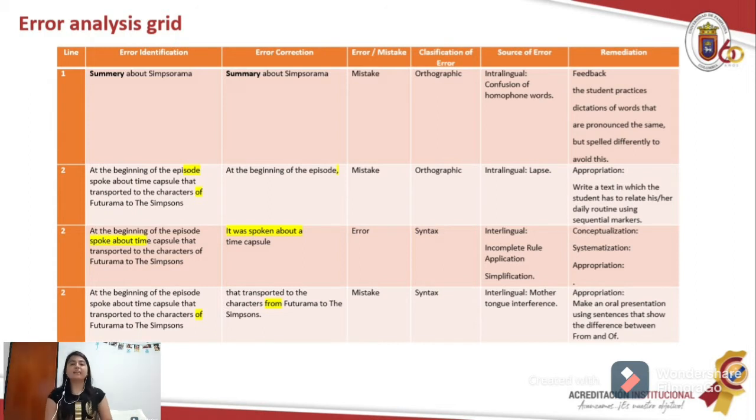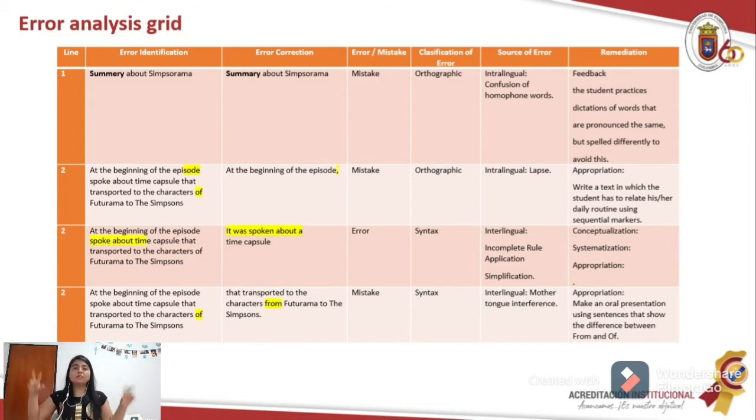In the second line, I found three errors. The first one was the lack of a comma to separate these sentences. Therefore, the correction was to add it. This is a mistake because the student uses commas in his or her text. The classification is orthographic because it was due to a lack of punctuation, and the source of error is a lapse because it was probably an interruption in his or her concentration.